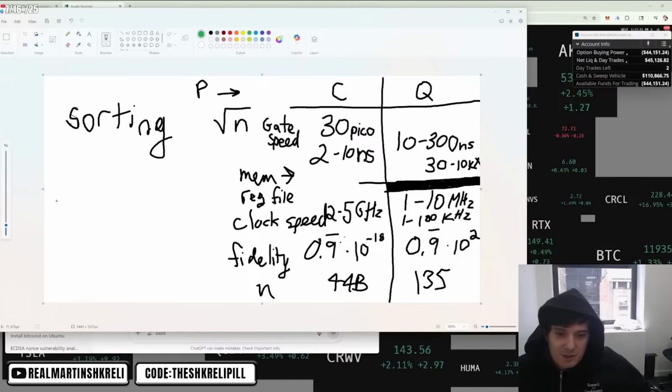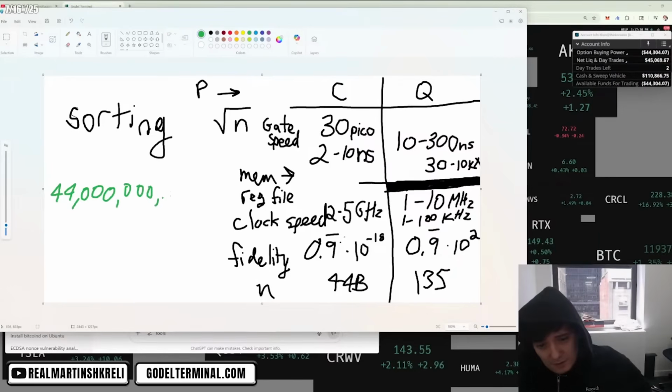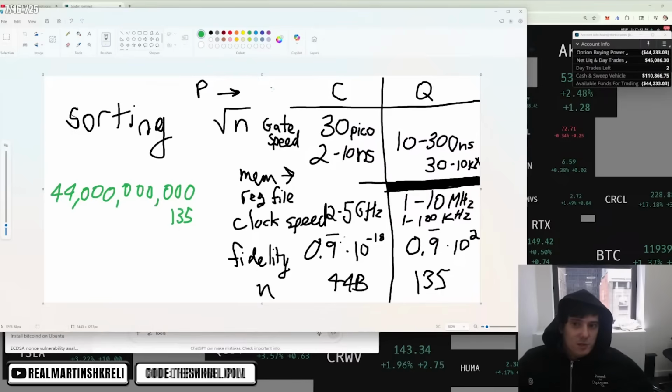So if you had to do quantum heads up against the classical, let's start with the number of gates. Like I said, on an NVIDIA or an Intel chip, I've got 44 billion gates, not bad, or 44 billion transistors, which can sort of act as bits. Well, on a quantum computer, the best one we've got has 135. So needless to say, the quantum is a bit outmatched.